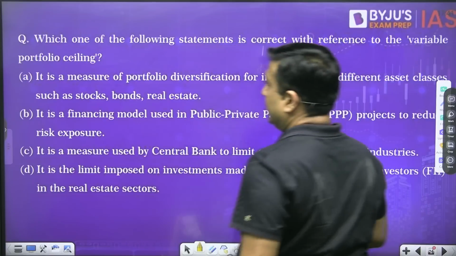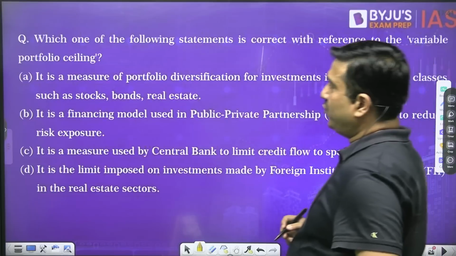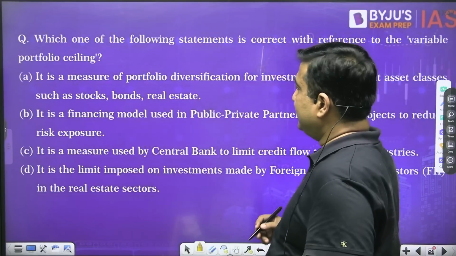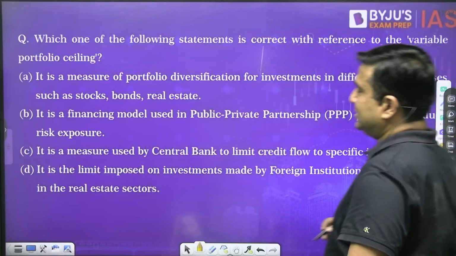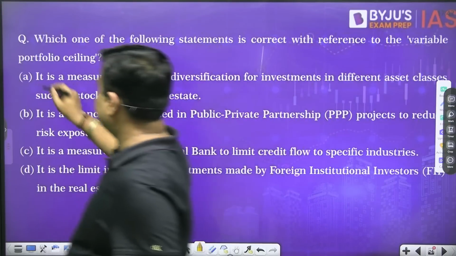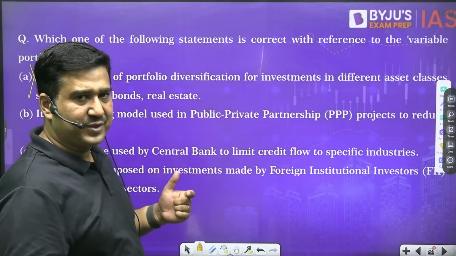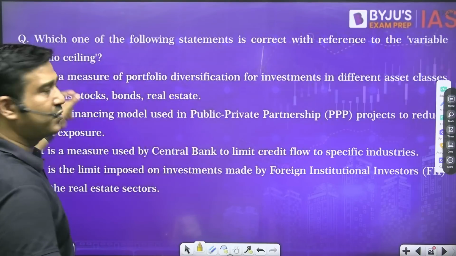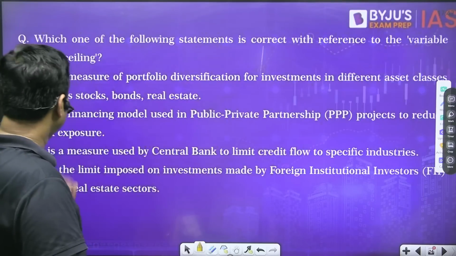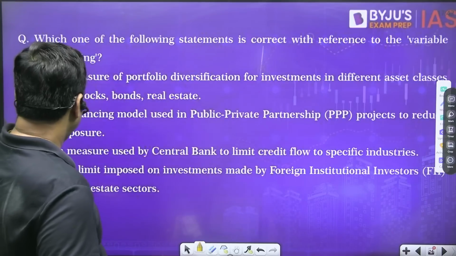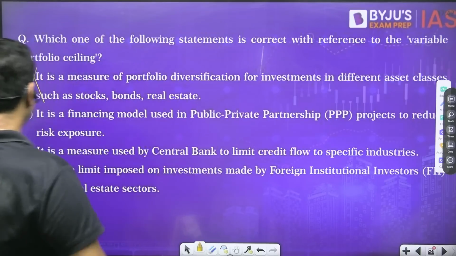Next question. Which one of the following statement is correct with reference to the variable portfolio ceiling? First is, it is a measure of portfolio diversification for investments in different asset class such as stocks, bonds, real estate. Incorrect. It is not talking about portfolio investment. It is not talking about foreign portfolio investment. It is talking about variable portfolio ceiling. Ceiling means upper cap. Variable means change, subject to change. So first option is incorrect. Second, it is a financing model used in public-private partnership projects to reduce risk exposure. Incorrect.